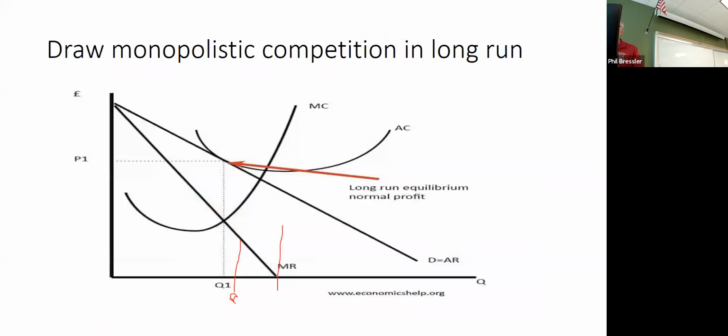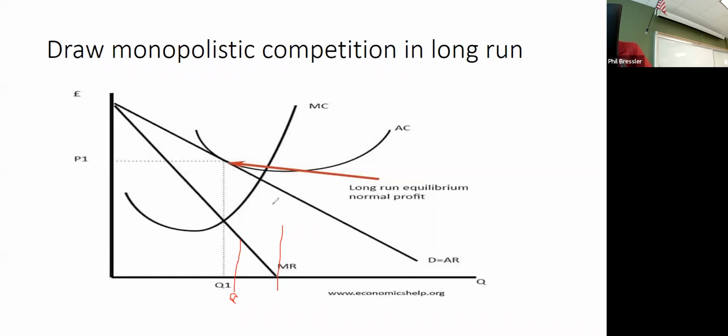All right. Someone wanted the monopolistic competition in the long run. They wanted me to draw this graph. It is a monopoly graph. The only thing is that in the long run, you cannot make profits. So the only two markets that can make profits are oligopolies and monopolies. Monopolistic competition and perfect competition have zero economic profit in the long run.